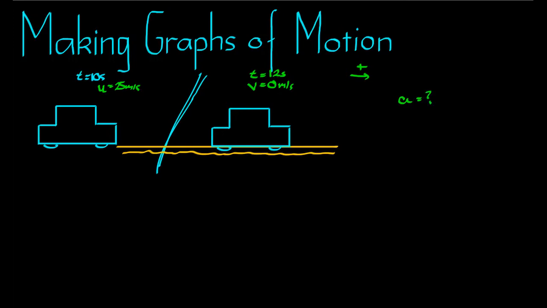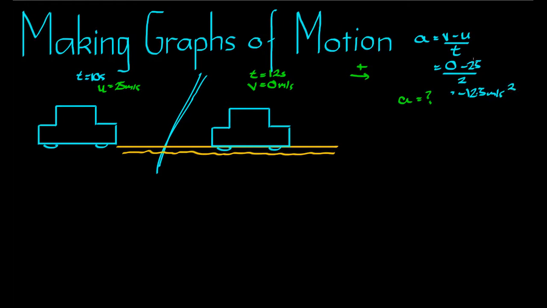Now, if you were to calculate acceleration using the formula acceleration equals (v take u) on t, we could solve this question very quickly. That would be 0 take away 25 on delta t, so the change in time from 10 to 12, that's 2 seconds, or negative 12.5 meters per second squared.